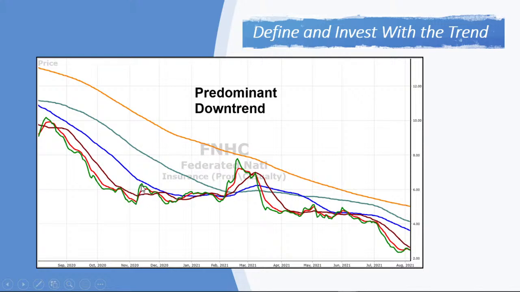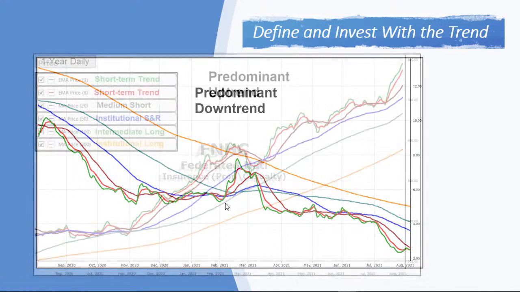Look at these rallies. I know we don't have price on here, but the rallies within an underlying downtrend are short-lived, aren't they? So if you mess around with buying using shorter-term moving average crossovers within an underlying downtrend, does that increase your probability of a successful trade? It does not. Okay, let me go back.